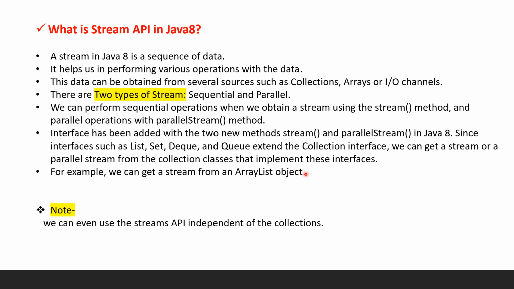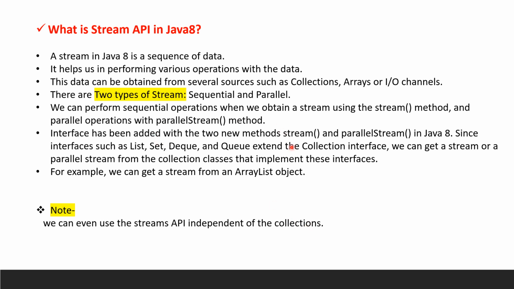So a stream in Java is nothing but a sequence of data, and with the data we can perform various operations, and it is obtained from several sources like collections, arrays, etc. And it provides us the sequential and parallel streams. Going forward, we'll see how to implement using the sequential and parallel, how to create a stream, etc., in the upcoming slides.